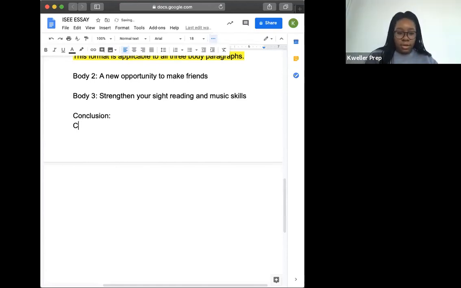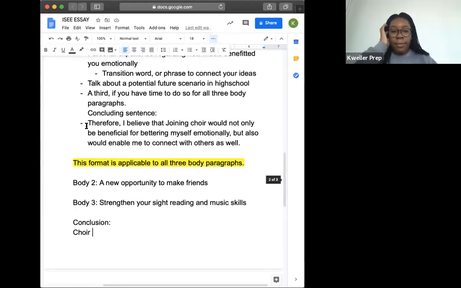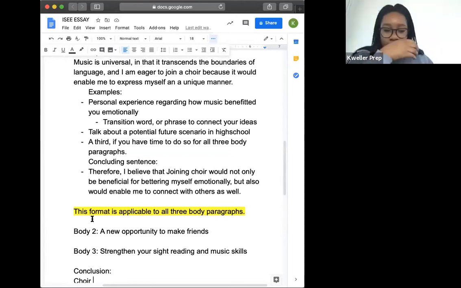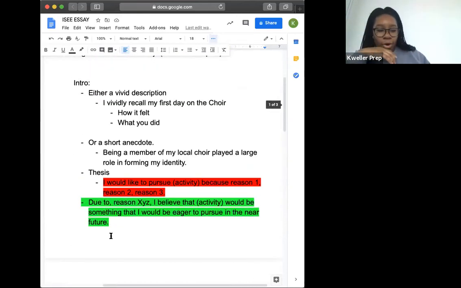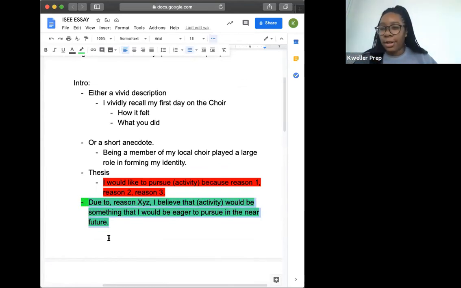Actually, no. You could maybe start off, again, with choir. You could start off with restating your thesis. And by restating your thesis, I don't want you to use the same words, the same structure, and then write synonyms of the words that you used before. You can mention your same ideas in a different way.